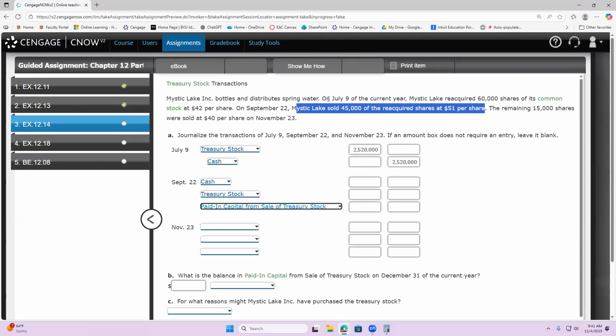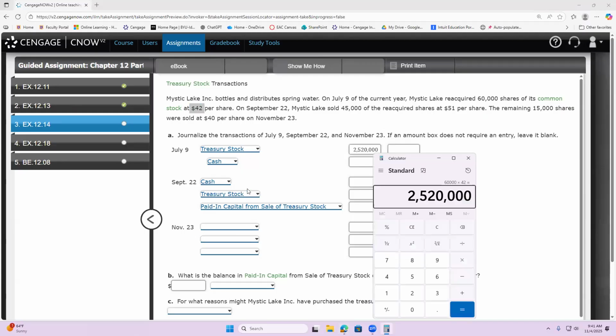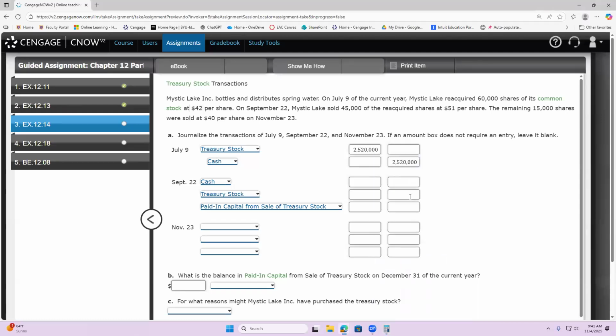Does it give us the par value? Actually, we're going to do the number of shares we sold times what we paid for the shares. So if we paid $42 per share and we're selling 45,000 of them, I'm going to go 45,000 times $42. That's going to be 1,890,000.